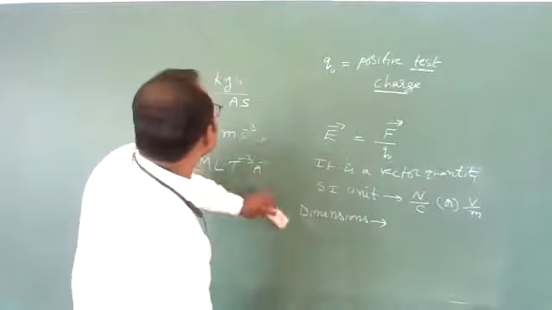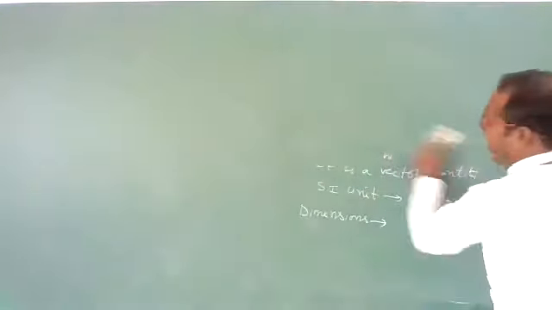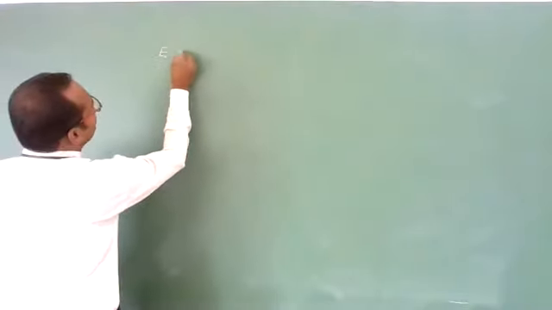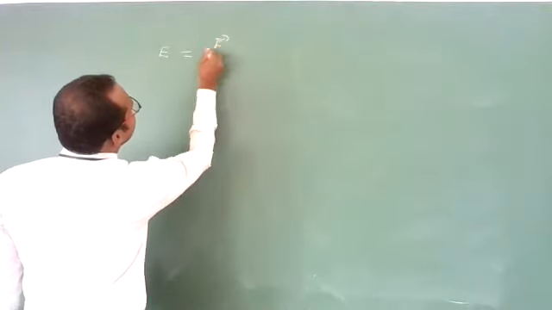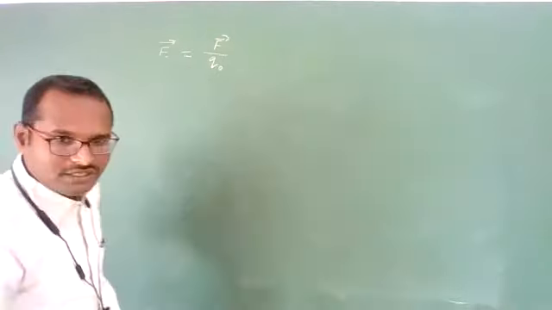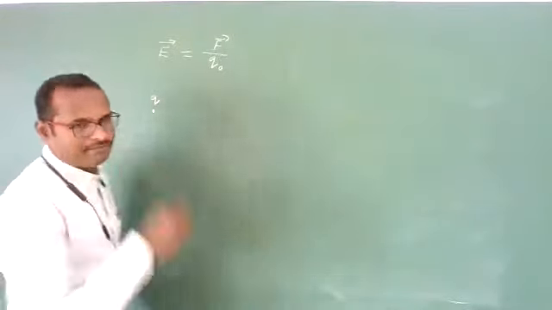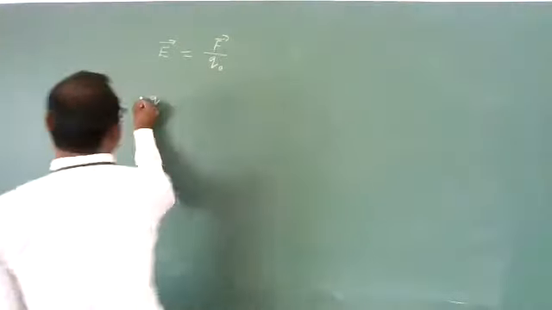Now, see this electric field. Just now I have defined it like this: electric field E is equal to force experienced per unit positive test charge, and it is a vector quantity. See, students, let us suppose here one positive source charge is present.